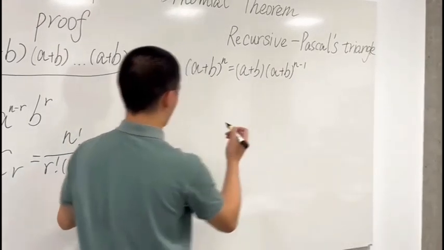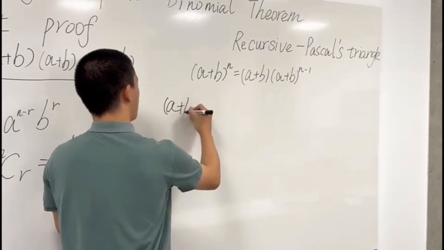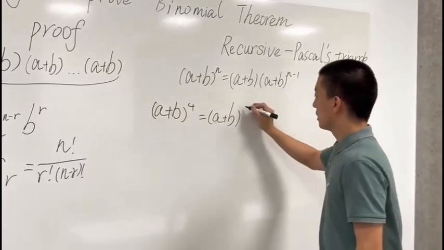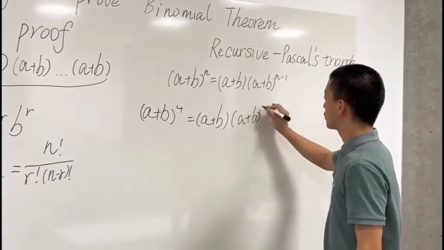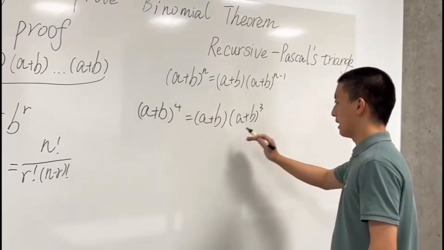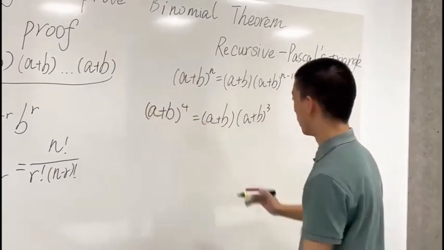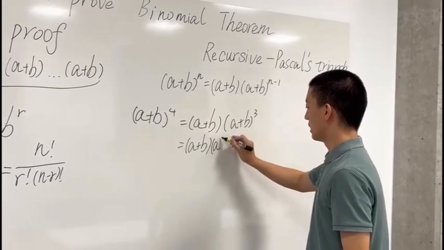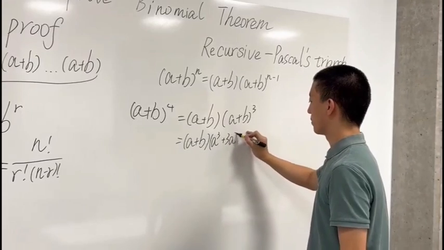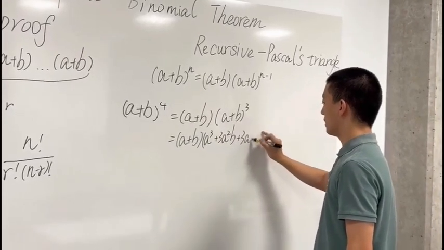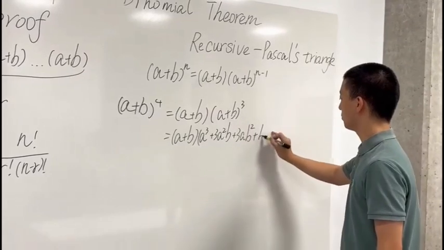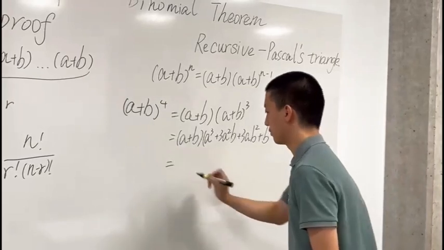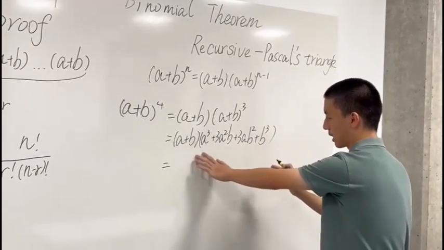For example, a plus b to the power of 4 is equal to a plus b times a plus b to the power of 3. So we know a plus b to the power of 3 is 1 3 3 1. So it is equal to a plus b times a cubed plus 3a squared b plus 3ab squared plus b cubed. So I will show you how I expand this bracket.